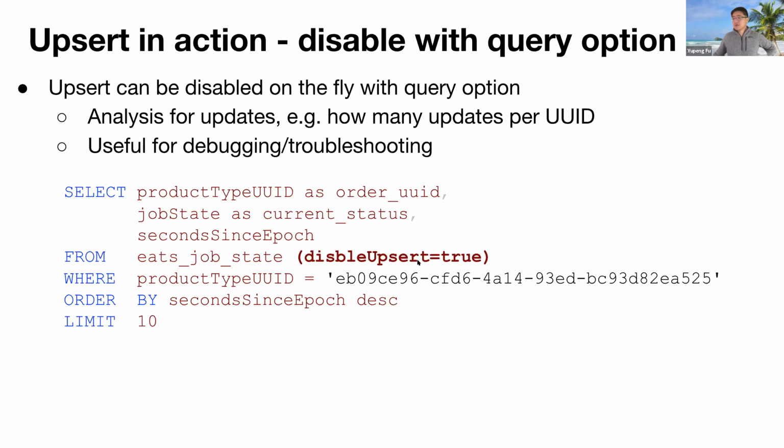We have found this feature pretty handy when we want to do certain analysis. For example, we want to see how many updates there are per UID or per order. Instead of seeing the latest status, we want to track the historical updates, so that you don't have to create another non-Upsert table for the purpose of this query. Instead, you can just use this query option, and then you are back to the previous mode, which is the append-only mode, to see the history.